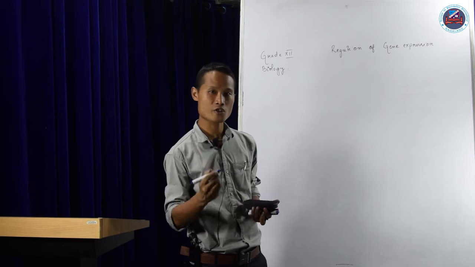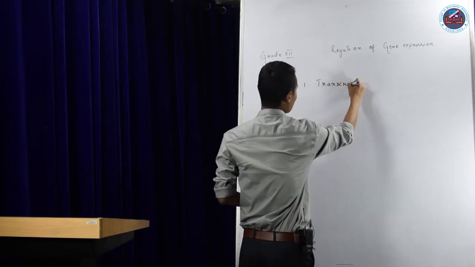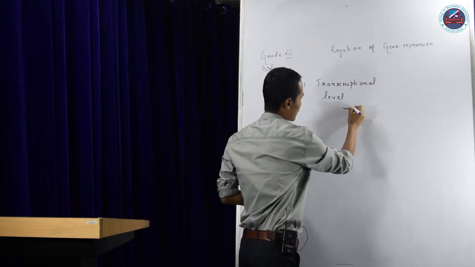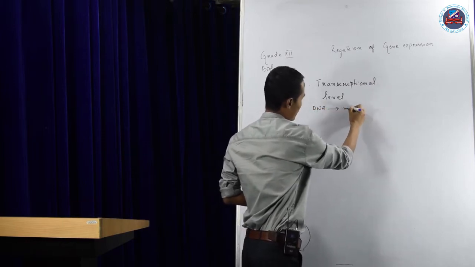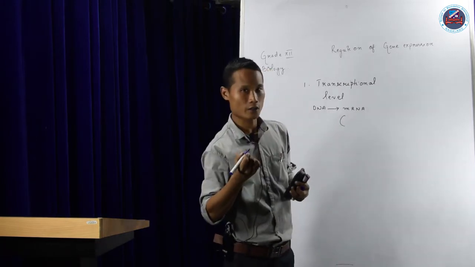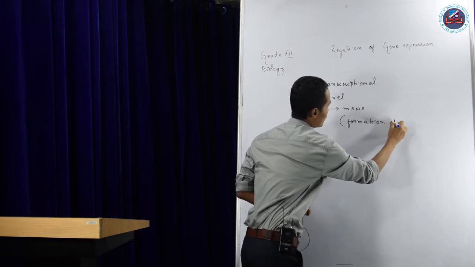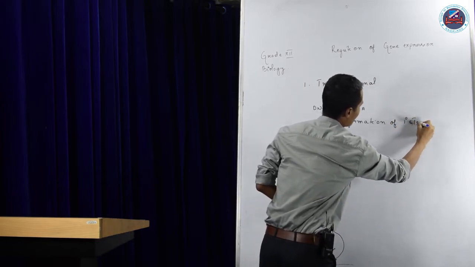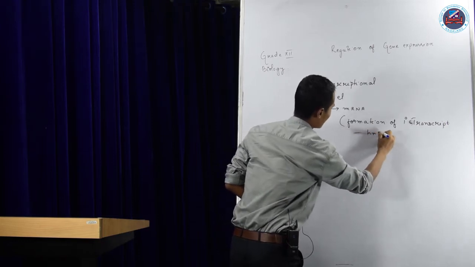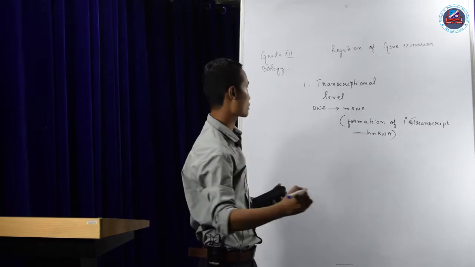The first one is the transcriptional level. It means that when DNA gives rise to mRNA, there is transcription. So if you stop the formation of the primary transcript, which we also call mRNA, or you can say hnRNA, heterogeneous nuclear RNA, you can check the gene regulation or gene expression at this point.